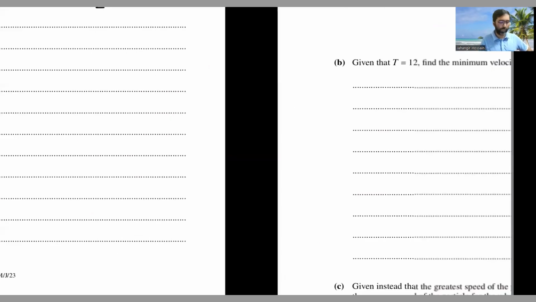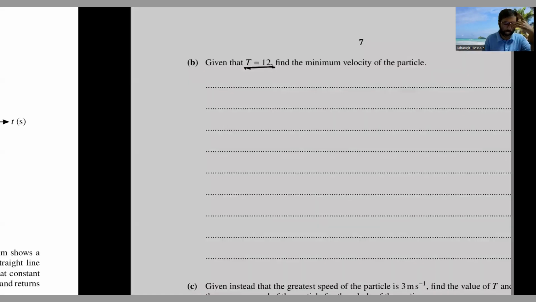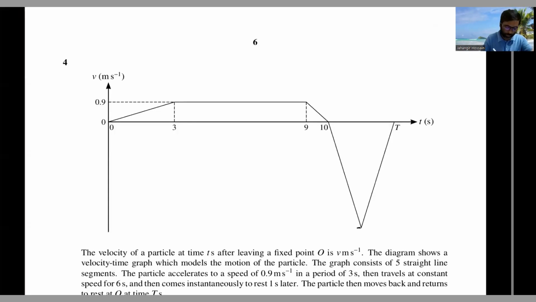Then the next part is C. Given that T equals 12, find the minimum velocity of the particle. Minimum velocity is here, that's minus V, the minimum velocity. Now, you have to find this velocity. How do we calculate this one?